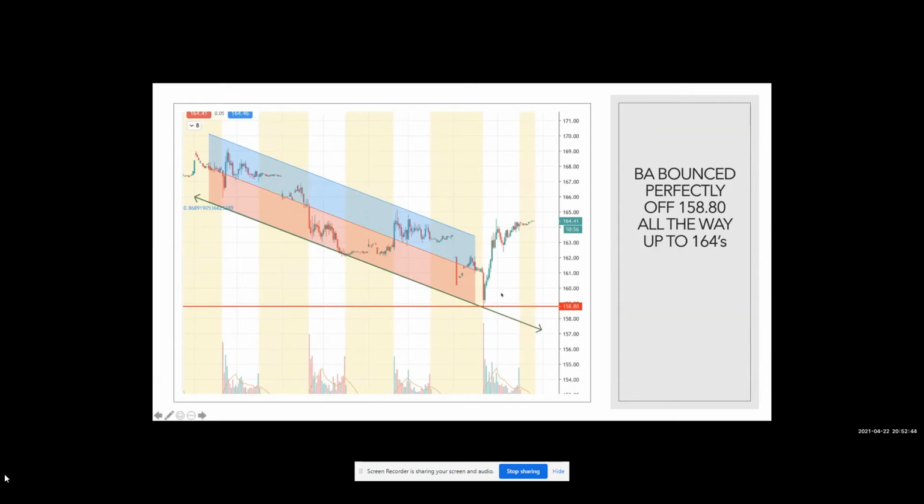So this was day 4, right? I chose that bounce before it even happened, and you can see where it bounced. It bounced right at 158.8 all the way up to the 164s. So that's how you can use linear regression and support and resistance combined.